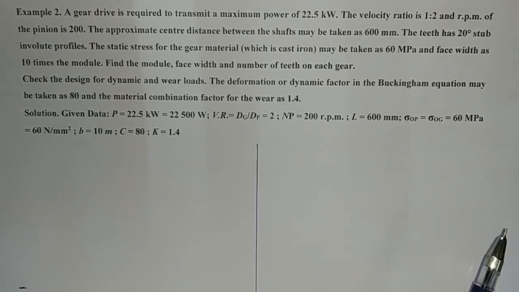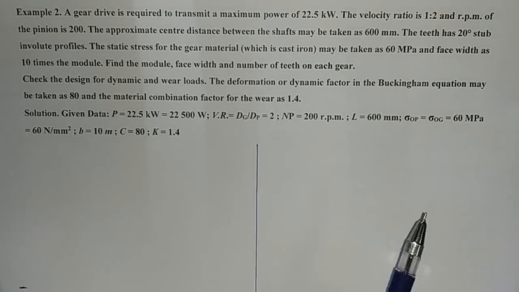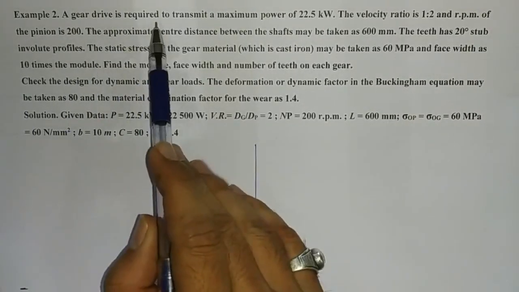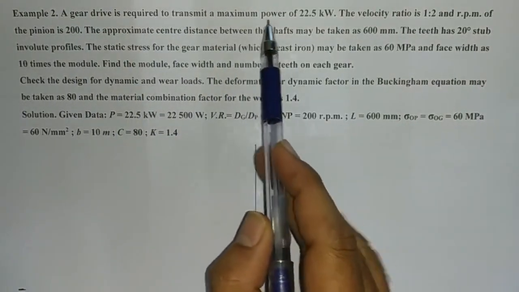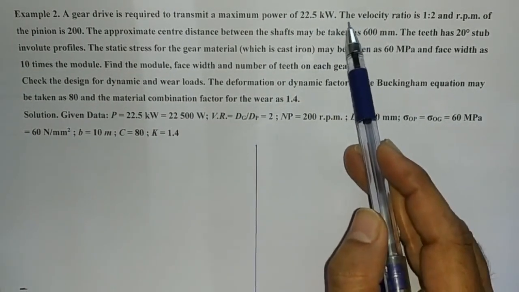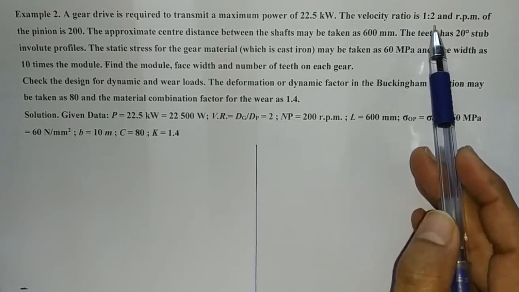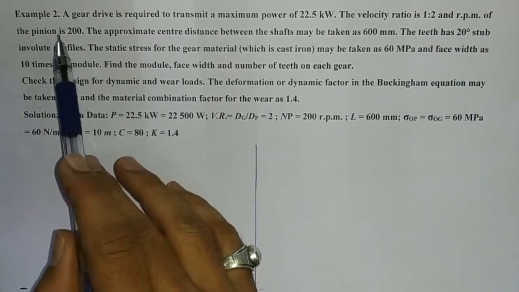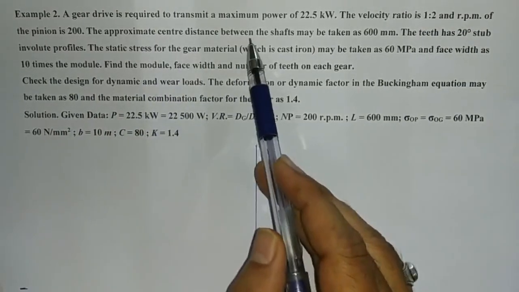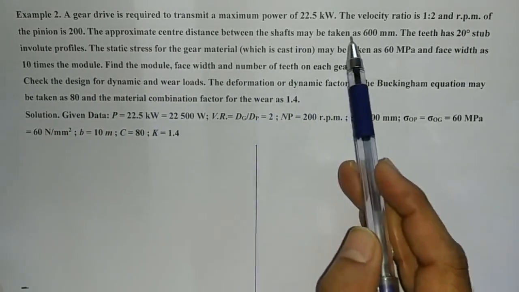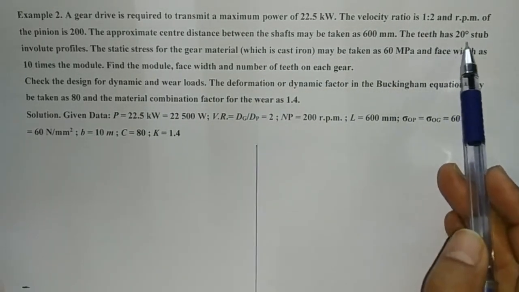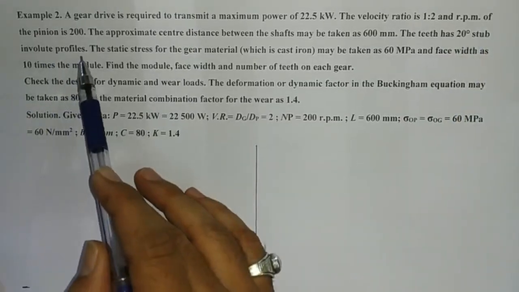Now let us solve the next example. A gear drive is required to transmit a maximum power of 22.5 kilowatt. The velocity ratio is 1 to 2 and RPM of the pinion is 200. The approximate center distance between the shafts may be taken as 600 millimeter. The teeth have 20 degree stub involute profiles.